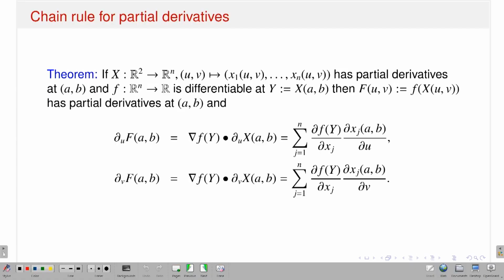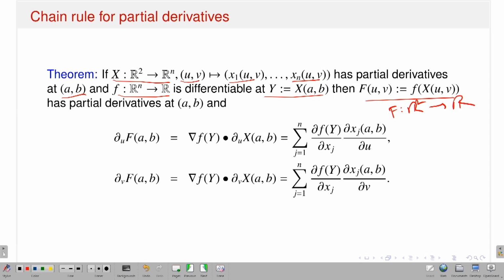Similarly, as a consequence, I think I have already discussed the chain rule for partial derivatives. If I have a map x from R^2 to R^n, so that means if I have (u, v), suppose x1(u,v) up to xn(u,v) have partial derivatives at the point (a, b), and f is a function from R^n to R, suppose it is differentiable at the point x(a, b). Consider the composition function f compose x. It is a map from R^2 to R.